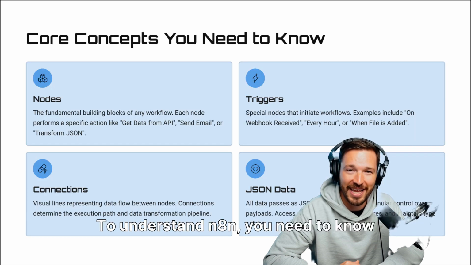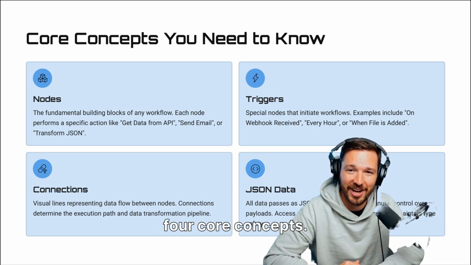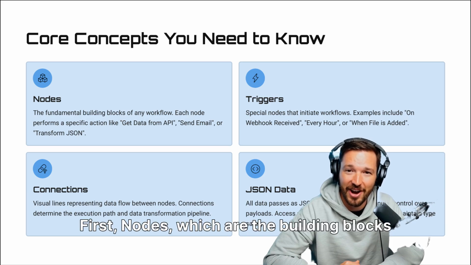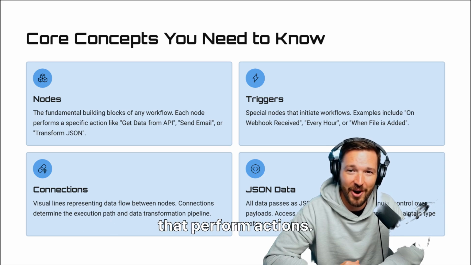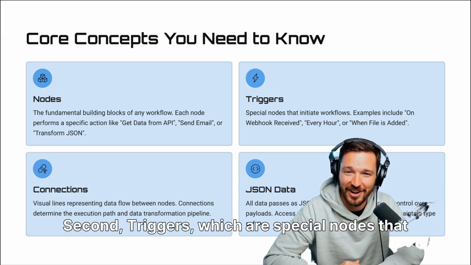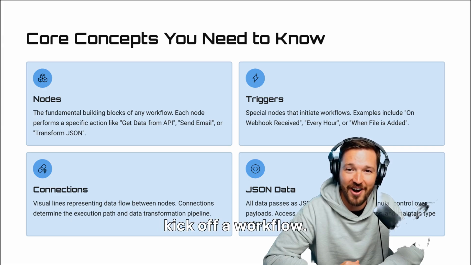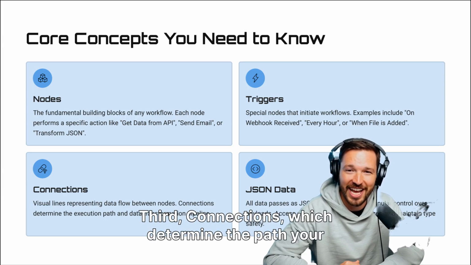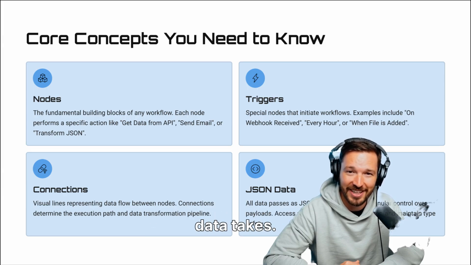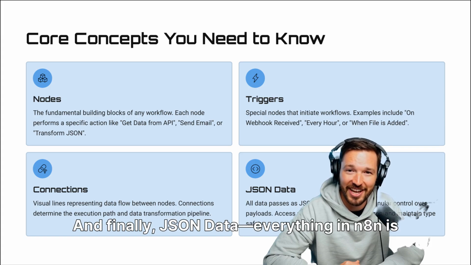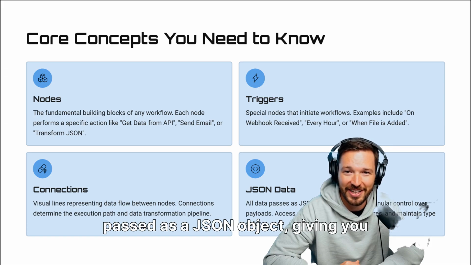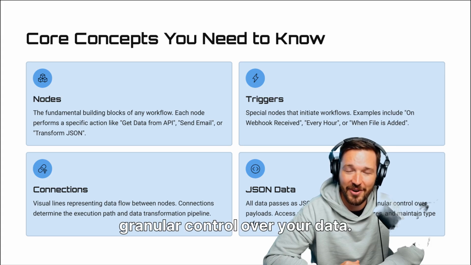To understand n8n, you need to know four core concepts. First, nodes, which are the building blocks that perform actions. Second, triggers, which are special nodes that kick off a workflow. Third, connections, which determine the path your data takes. And finally, JSON data. Everything in n8n is passed as a JSON object, giving you granular control over your data.